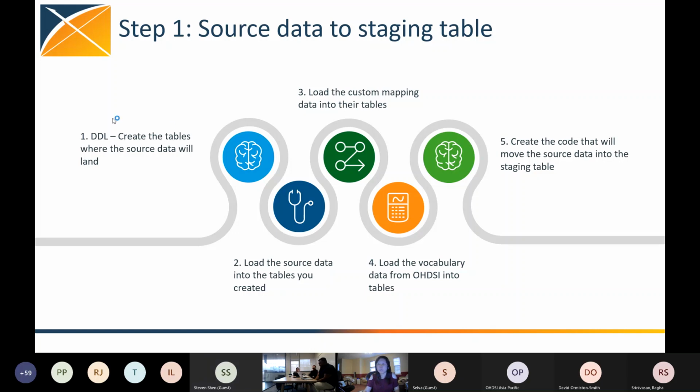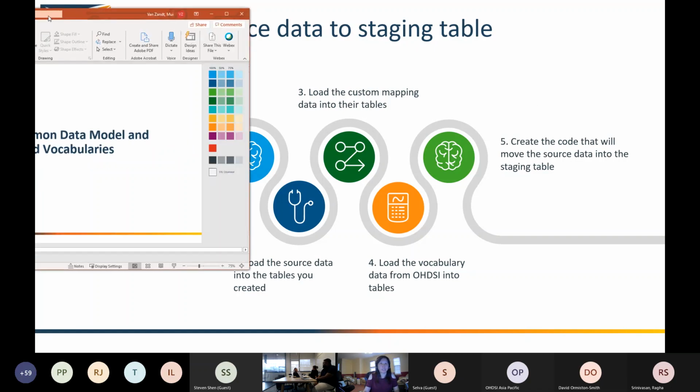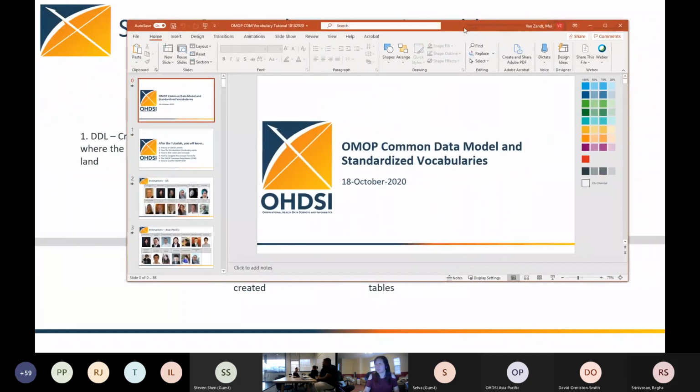This is the tutorial. For the procedure table, it's a mess because it's not just one standard and there is no standard for it. And there's multiple standards in there. So let me find this deck.